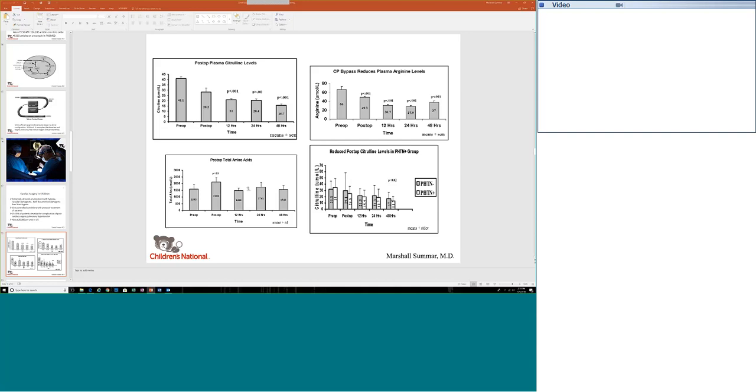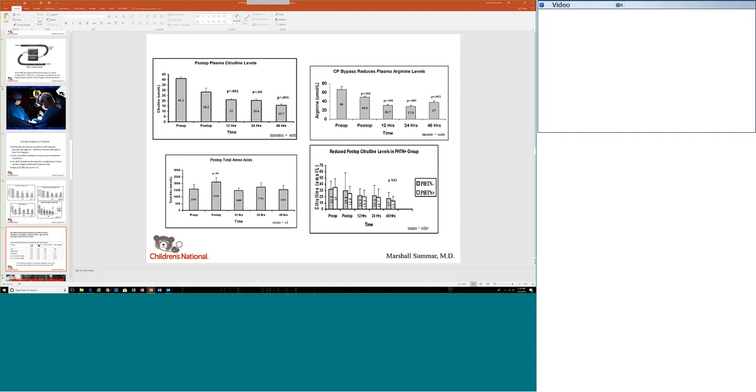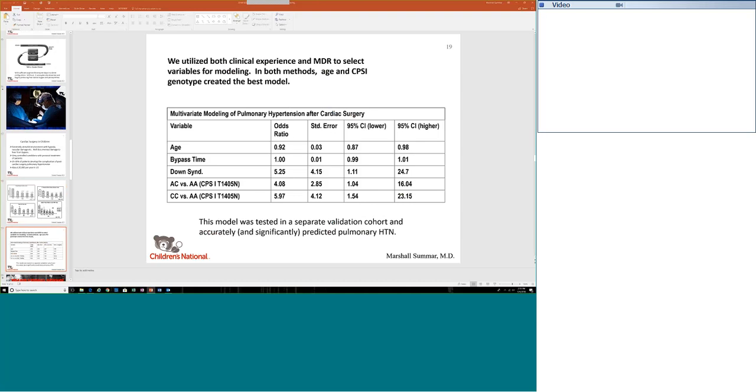One of the things we started looking at is we noticed that actually the patients who went on to develop pulmonary hypertension and those who did not, in that lower right-hand graph, we start to see significant differences in the citrulline at the different time points after surgery. So now let's play genetics, because I am a geneticist. So next we started looking at, we've got that polymorphism in the CPS1 gene. Remember that rate-limiting enzyme in the front.